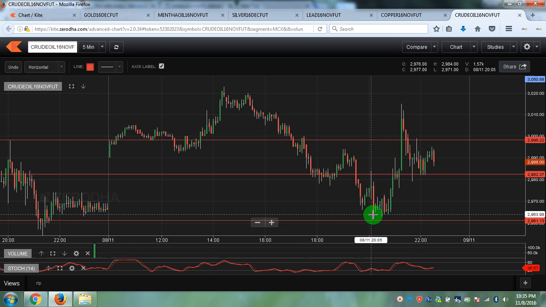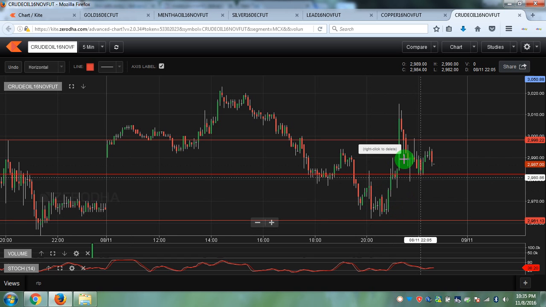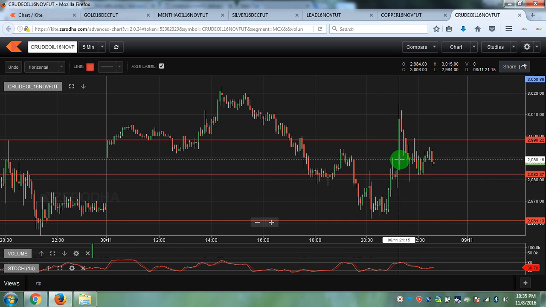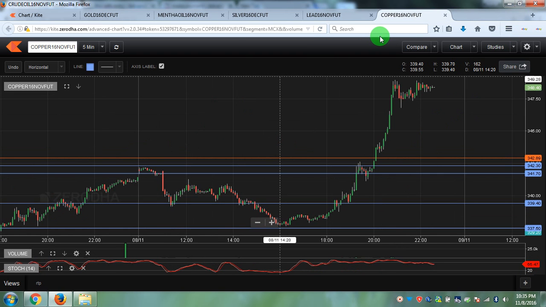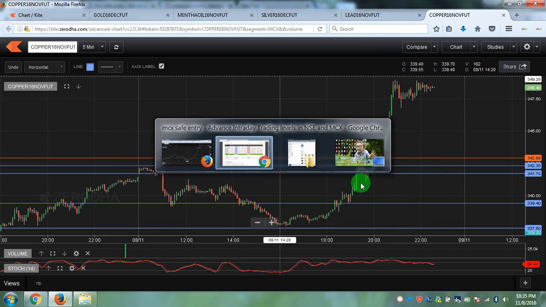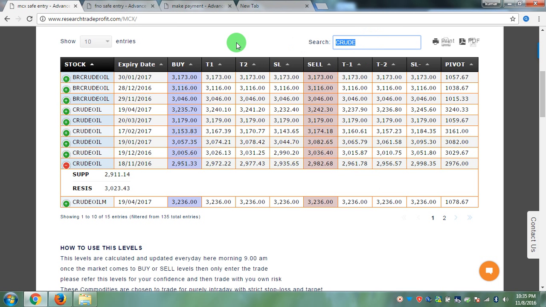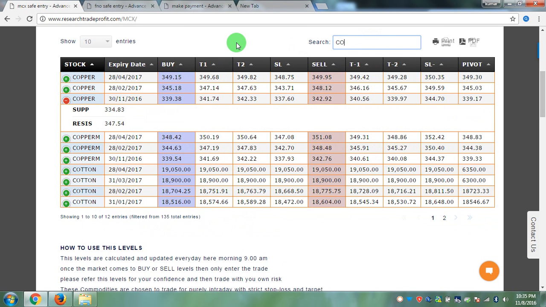Anyhow, our target was done at first entry. Now the second entry will be a bit risky, so most of the clients I advise not to enter in the second entry. So let us check with some other stock. Okay, let us check with copper today how it made a movement.